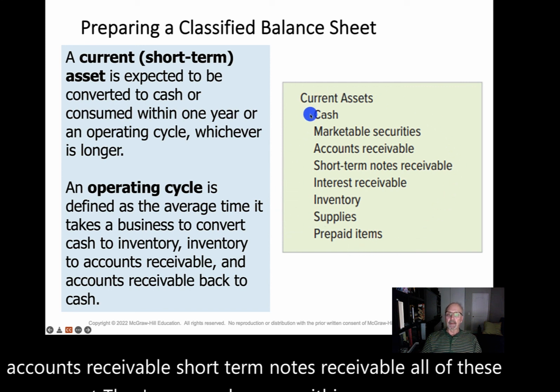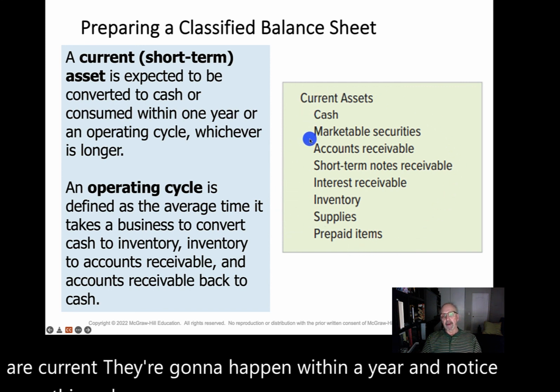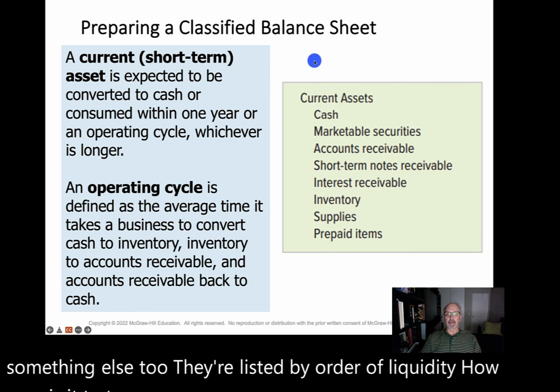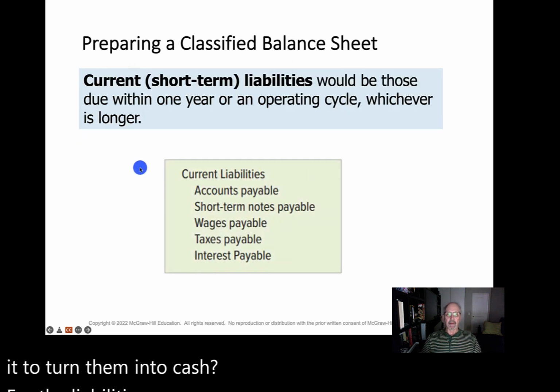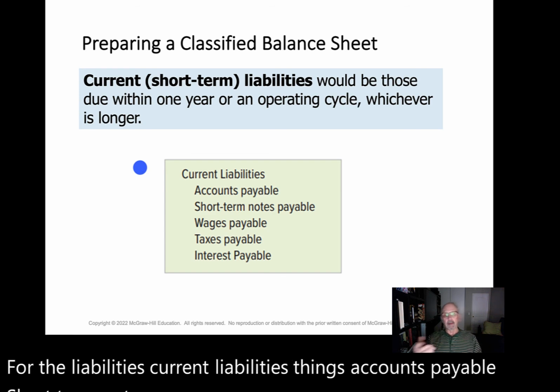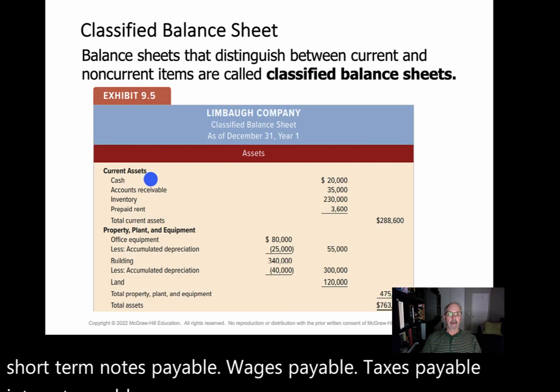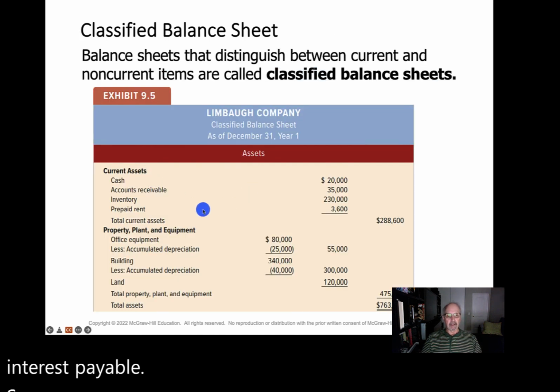And notice something else too. They're listed by order of liquidity. How easy is it to turn them into cash? For the liabilities, current liabilities, things like accounts payable, short-term notes payable, wages payable, taxes payable, interest payable. So we look at our balance sheet, and our classified balance sheet has current assets.